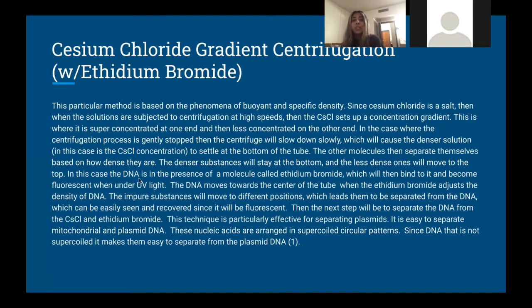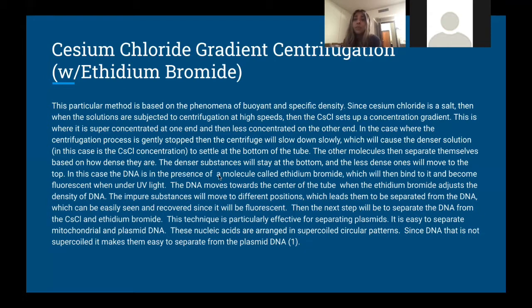In this case, the DNA is in the presence of a molecule called ethidium bromide, which will bind to it and become fluorescent under UV light. The DNA molecules also move towards the center of the tube when the ethidium bromide adjusts the density of DNA. The impure substances will then move to a different position, which leads them to be separated from the DNA, which can be easily seen and recovered since it will be fluorescent under the UV light.